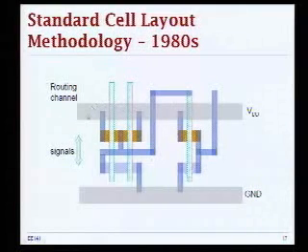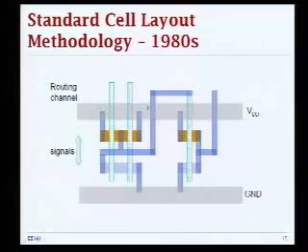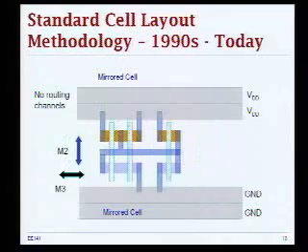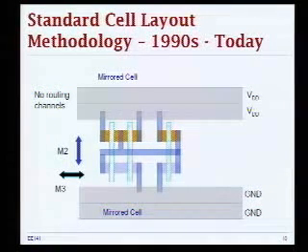In most cases, you would have isolated wells, for example N well for the PMOS, for each of the standard cells, and that wouldn't give you really the greatest layout density. So people changed the strategy moving forward into the 90s, and that's basically the strategy of today. The major change is you no longer have routing channels, but you have a standard height for your standard cell. So all of your standard cells have exactly the same height.